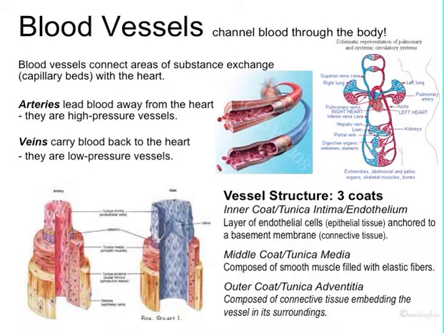And then we have a middle coat in the vessels, and the middle coat is the tunica media. That is composed of smooth muscle fibers that are filled with a lot of elastic fibers, especially in the high pressure vessels where the blood comes straight out of the heart. Those vessels need to be able to expand a little bit, and that's the elastic fiber letting that happen. Expand and then contract, or recoil, we should call it. And then the outer coat is the tunica adventitia, and that is composed of connective tissue that embeds the vessels to its surroundings.